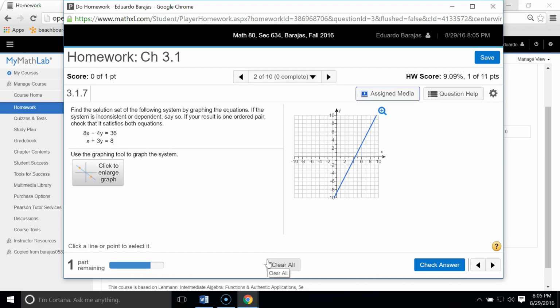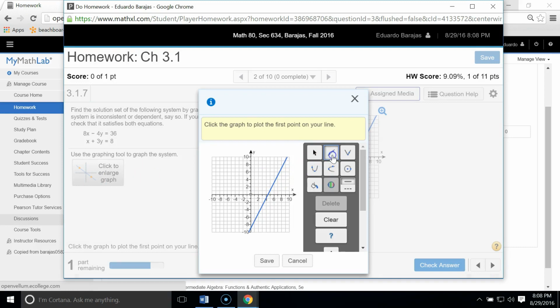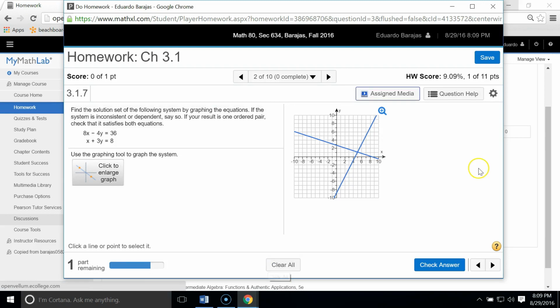Okay, now I still have to graph the other one. The other one is x plus 3y equals 8. So we still have to put it into y-intercept form. So graph this guy, we tell it we want to graph a line, and now we go to 5, comma 1, and 2, comma 2. And there's our line. Save it, and there they are.